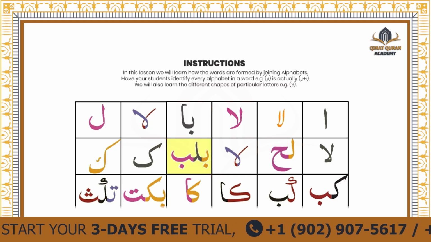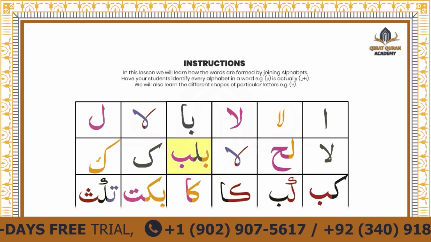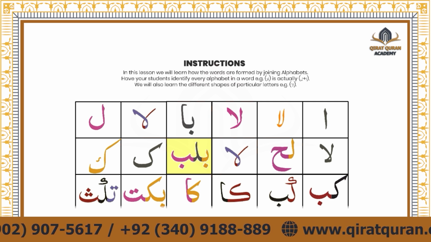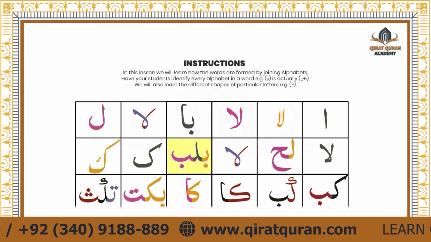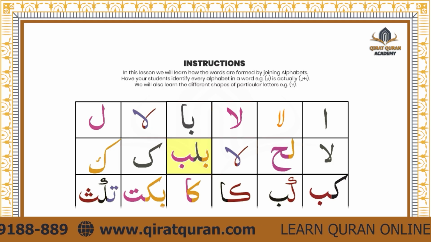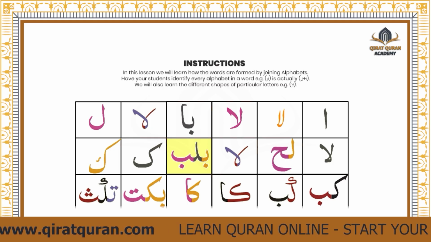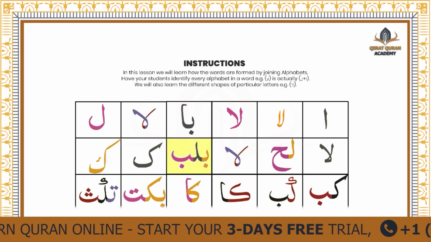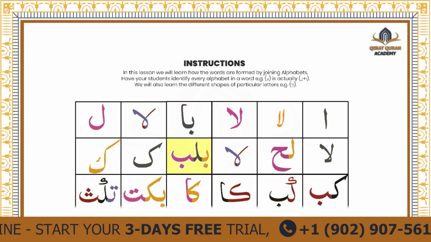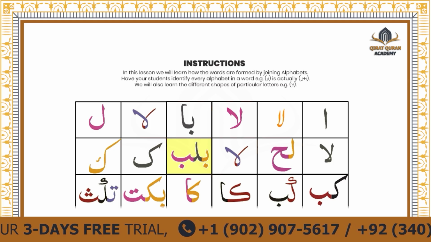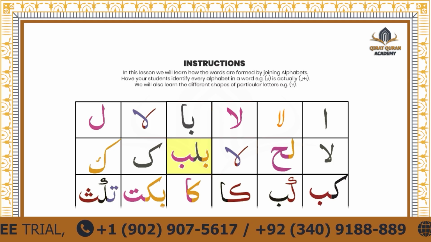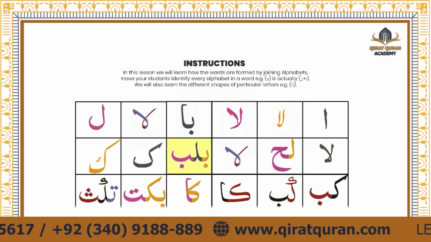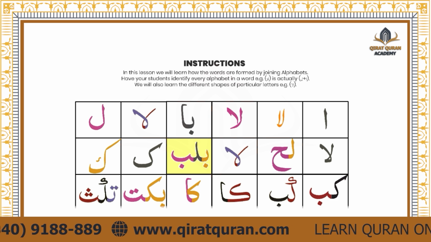Then there are three letters. First one, which has a dot at the bottom, is ba. Then the second one, the black one, is lam, and the last one is also ba because it has a dot at the bottom. So we can recognize from this dot that this is ba. So these are three letters. First one is ba, lam, ba.